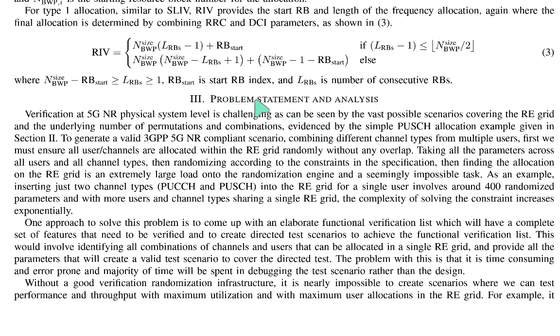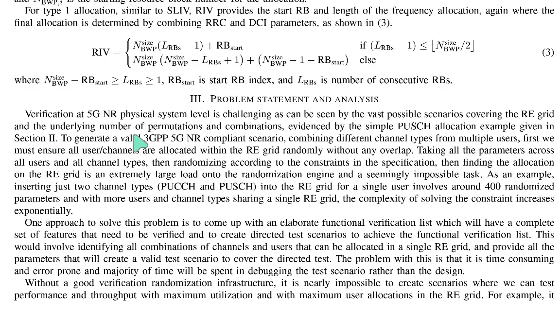So, the problem statement and analysis. Verification at 5G NR physical system levels is challenging, as can be seen from the best possible scenarios covering the RE grid and the underlying number of permutations and combinations, evidenced by the simple PUSCH allocation example given in section 2.